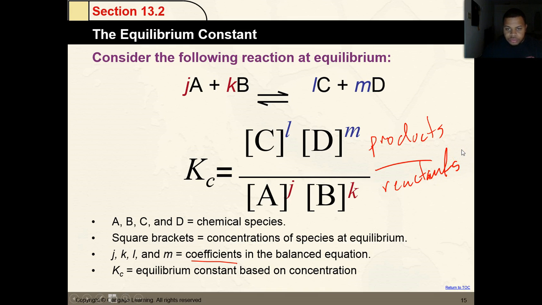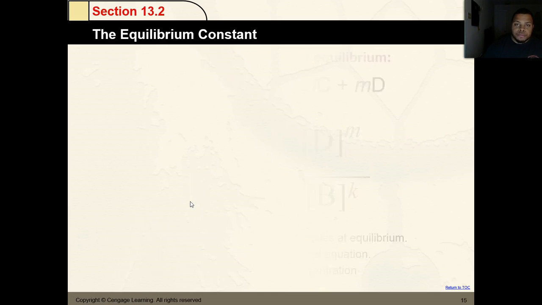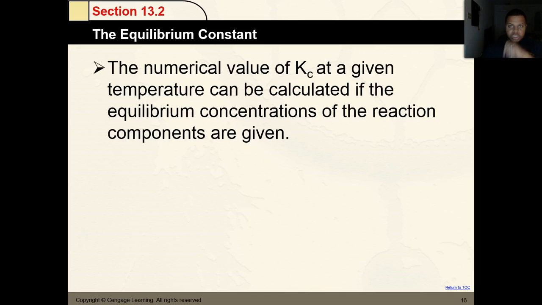Notice that here we're using the square brackets again because it's dealing with concentration, and Kc is just letting you know that you're dealing with the concentration version. There's another one that we're going to deal with very shortly, which is Kp, which is going to be about pressure. Now, the numerical value of Kc at a given temperature can be calculated if the equilibrium concentrations of a reaction are given.